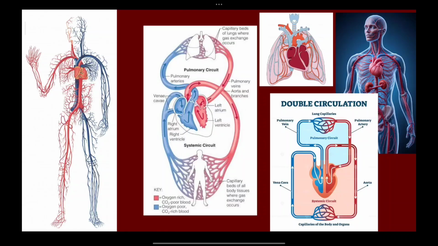Here are a few images of how the double circulation in the heart works. It is a double circulation because it has two different circuits, systemic and pulmonary. As the name says, systemic involves the various systems of the body. It carries oxygenated blood to the various systems and brings the deoxygenated blood back to the heart. So this is the systemic circulation.